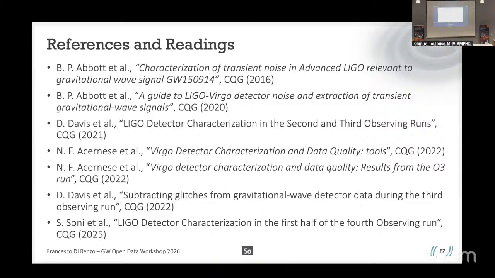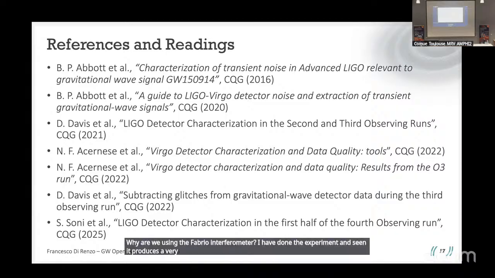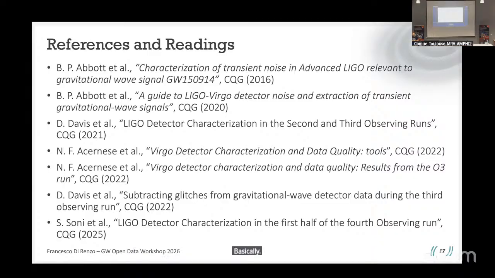There is a question by Sampriti Mandal. Why are we using the Fabry-Perot interferometer? I have done the experiment and seen it produces a very stable interference pattern and is not quite sensitive to path length. Basically, why are we using the Fabry-Perot interferometer?